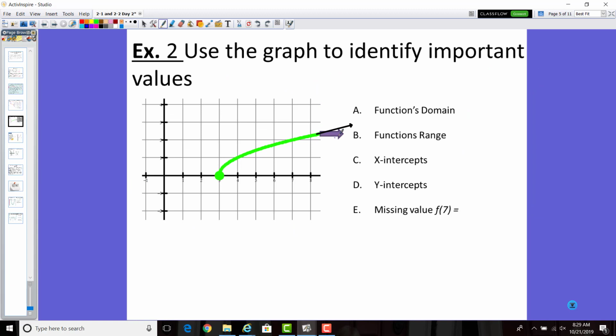Let's look at one that's a little bit different. I would like to ignore that arrow right there. I can't get rid of it. It won't let me get rid of it. So we're going to look at this arrow here.